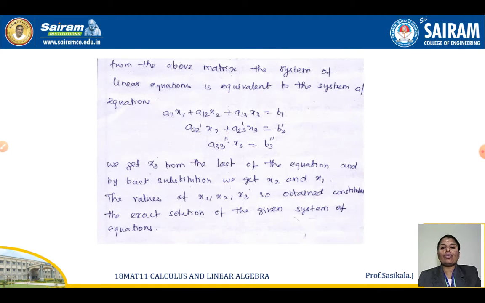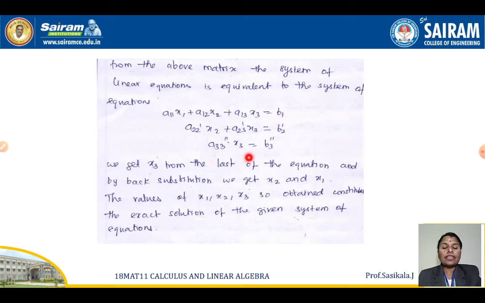Now what you have to do? Use the matrix which you have now, the upper triangular matrix. So you can go with backward substitution. You can get these equations: A33 double dash x3 equal to B3 double dash, and similarly the second equation and first equation.